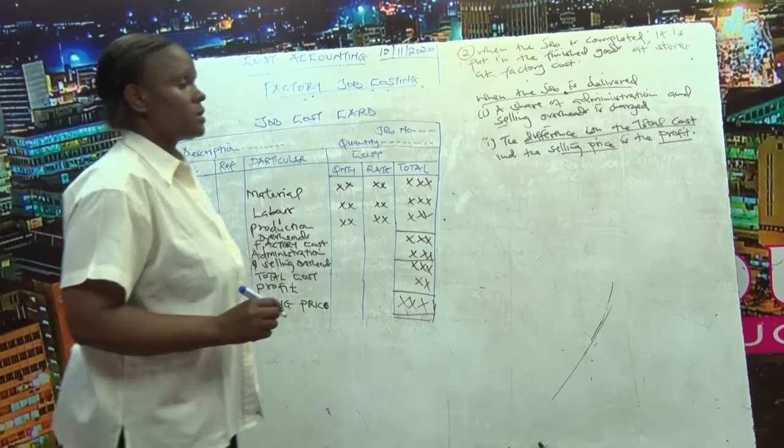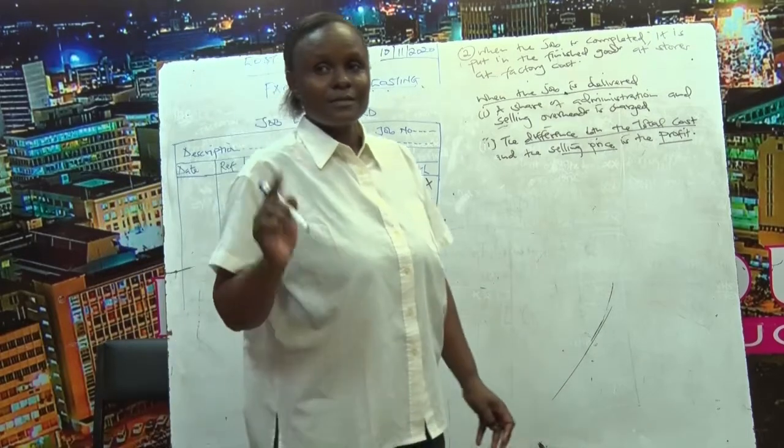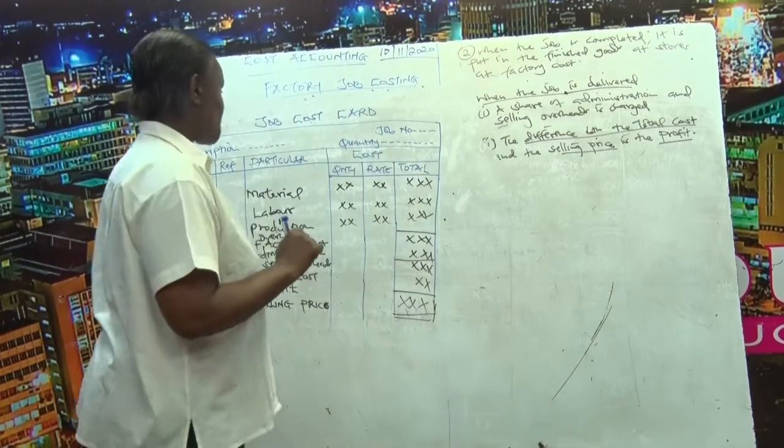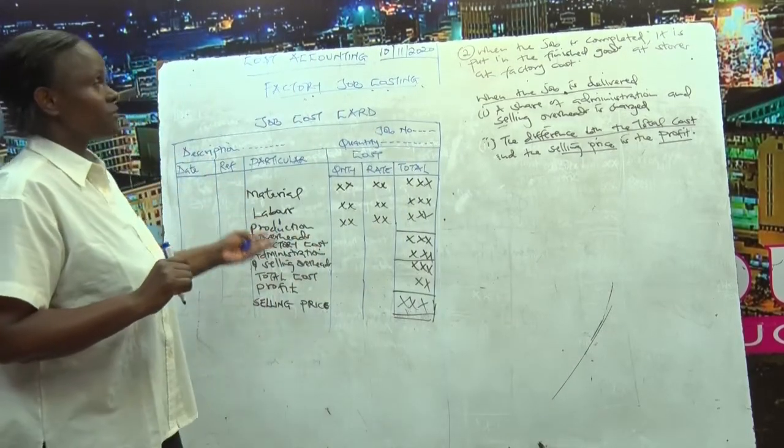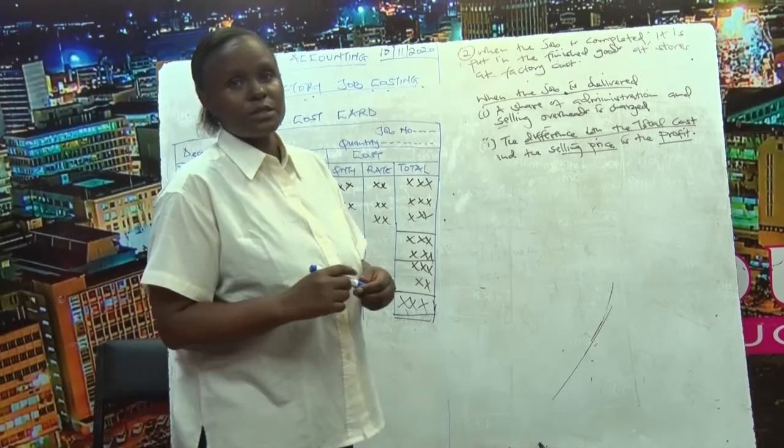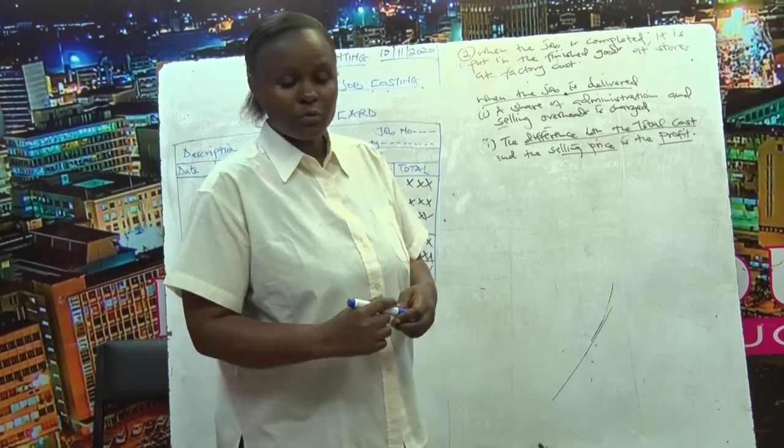So that is all about the factory job costing. They follow the same format for the cost statements. Next time we are going to learn about batch costing.